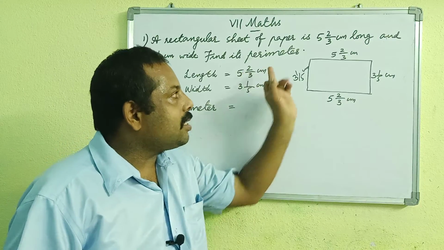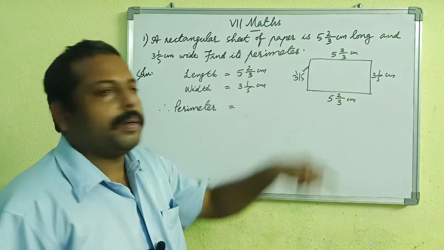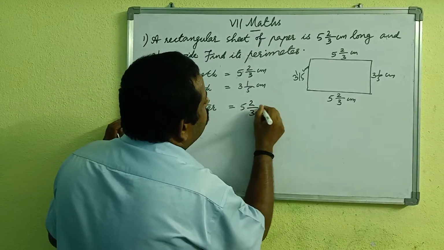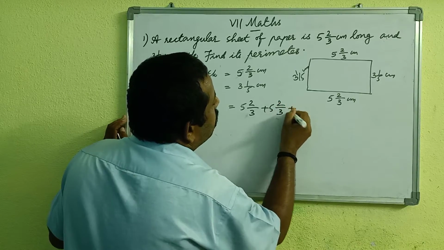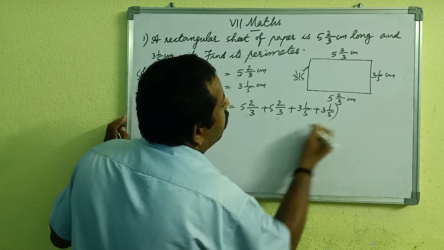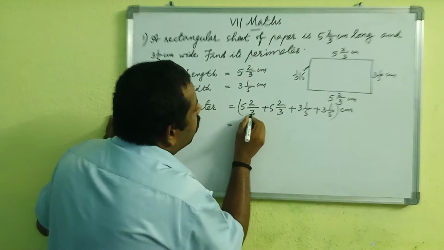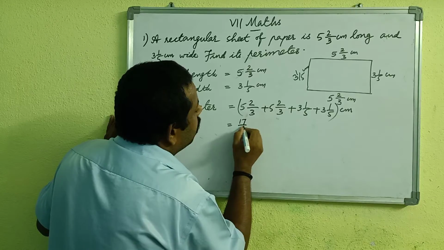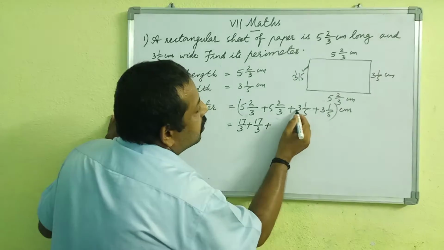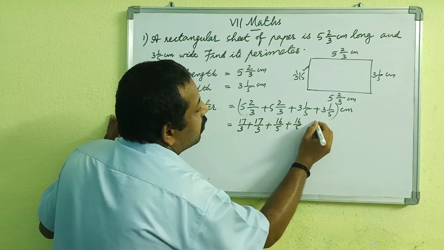As you know that the sum of the sides is the perimeter, let us add the given values. 2 lengths we can add, 5 2/3 plus 5 2/3, plus the width also, 3 1/5 plus 3 1/5, these many centimeters. So shall we do it? 3 5s are 15, 15 plus 2, 17/3. Here also 17/3. 5 3s are 15, 15 plus 1, 16/5. This also 16/5, these many centimeters.